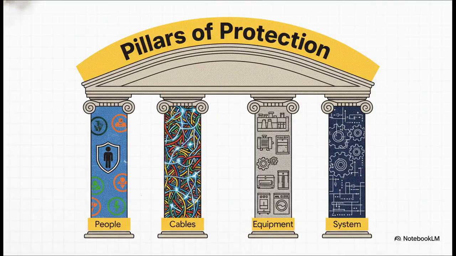And this slide really breaks that mission down beautifully. We're not just protecting a bunch of wires here, we are protecting the four pillars of any electrical installation. First, and this is the most important one, people. Then you've got the cables, which are like the system's arteries. After that, the expensive equipment that's connected to it. And finally, the overall health and integrity of the entire system. Every single device we're about to cover serves one or more of these pillars.